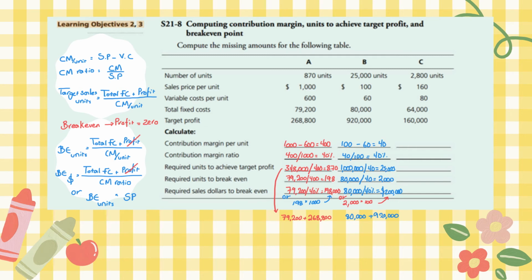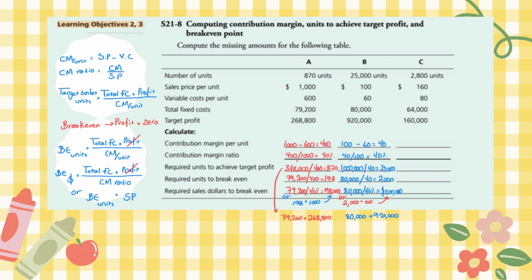Now, required units to break even. How many units do I need to sell to break even? Break even point, your profit will be zero. So you're gonna use the same formula as this, but instead of profit you're gonna put 0. So it's gonna be fixed cost divided by contribution margin per unit. So it's gonna be 80,000 divided by 40. So you're gonna get 2,000 units. So if I sell 2,000 units, I'm gonna break even. My profit will be 0.